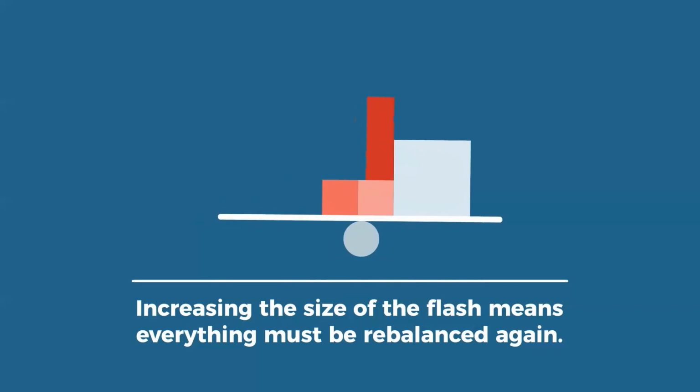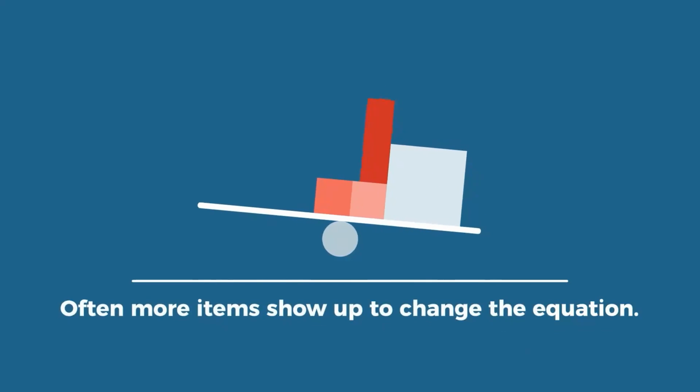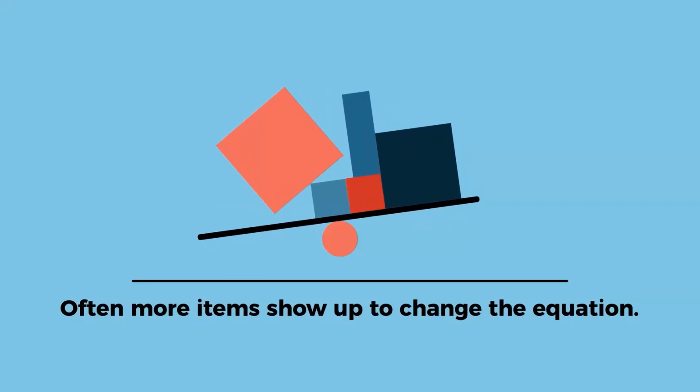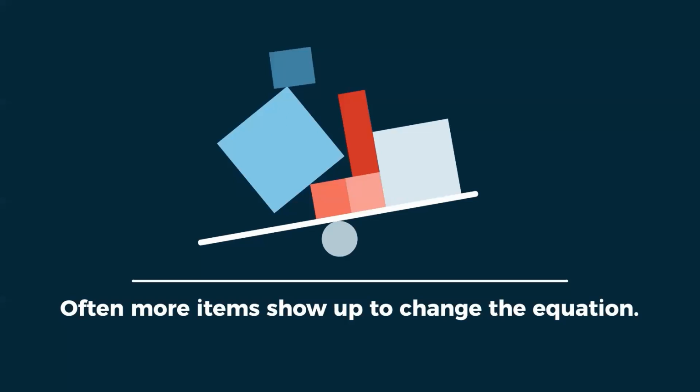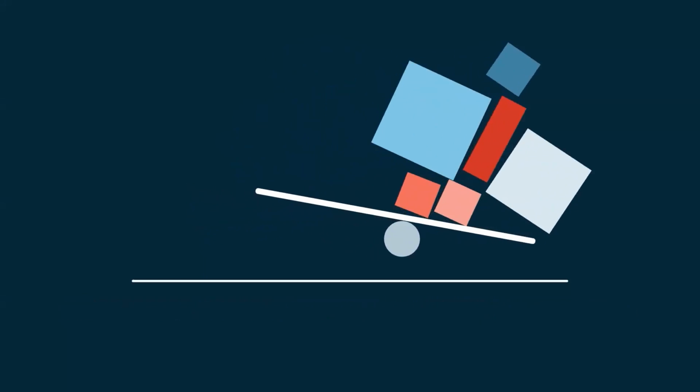Increasing the size of the flash, a common solution, means everything must be rebalanced again. And with that bigger size, more items can show up to change the equation. And we haven't even factored in the added cost of larger media.